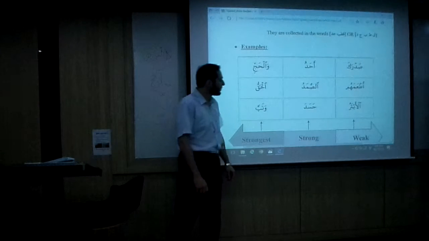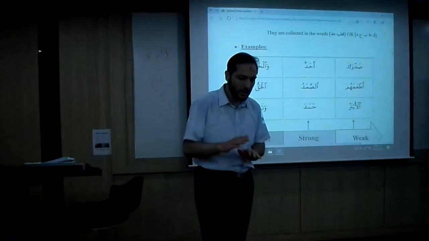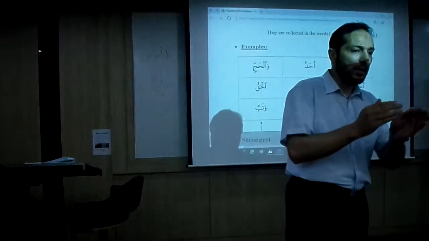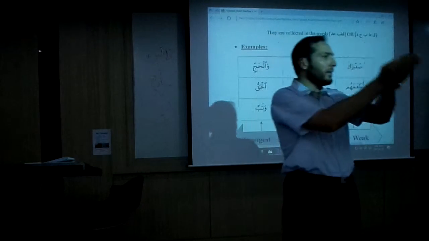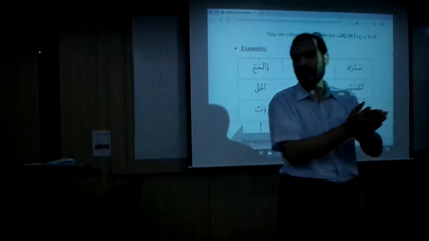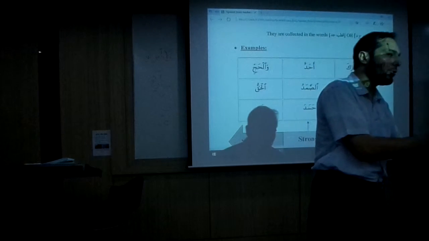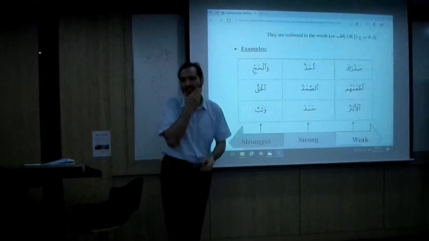Okay. So you will find the difference between the letters of qalqala, whether it is the letter inside the word, or the letter at the end of the word but it has sakin, haraka above it, or it is at the end of the word but it has shadda above it. Clear? Is it okay?